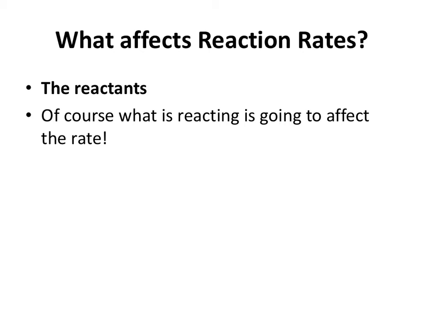The reactants, of course, right? If the reaction rate is the decrease in reactants and the increase in products, the reactants are going to matter. If you're putting in two things that don't react very much, then the rate is going to be slow, versus if you put in something that reacts quickly and is very reactive, then the reaction rate is going to be faster.